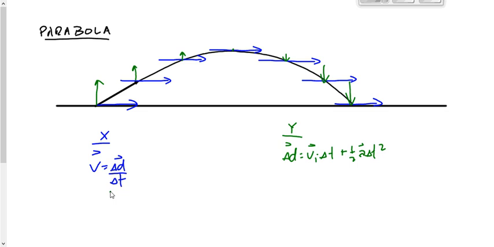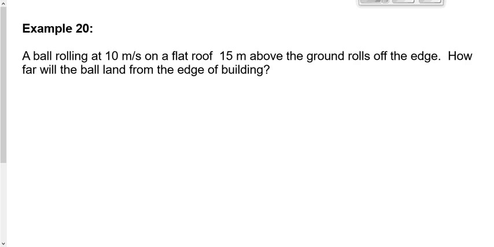Let me demonstrate that with an example here. This one says a ball is rolling at 10 meters per second on a flat roof 15 meters above the ground, and it rolls off the edge. How far will the ball land from the edge of the building? Here's the building. Here's the ball. The ball is moving with a horizontal velocity of 10 meters per second. Now, what's the shape of that ball's path going to look like?